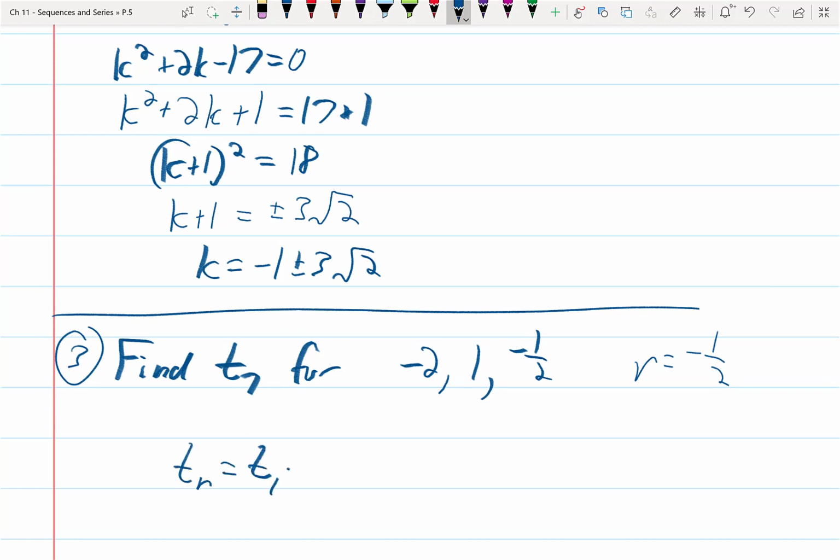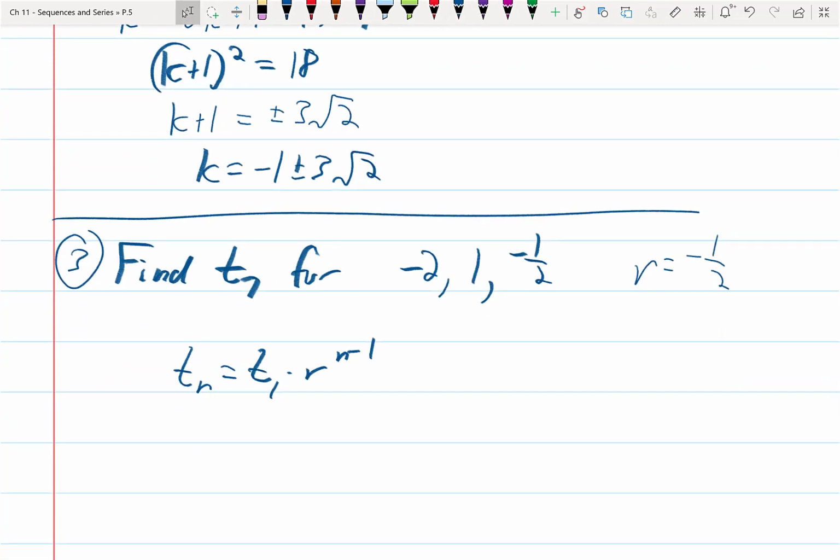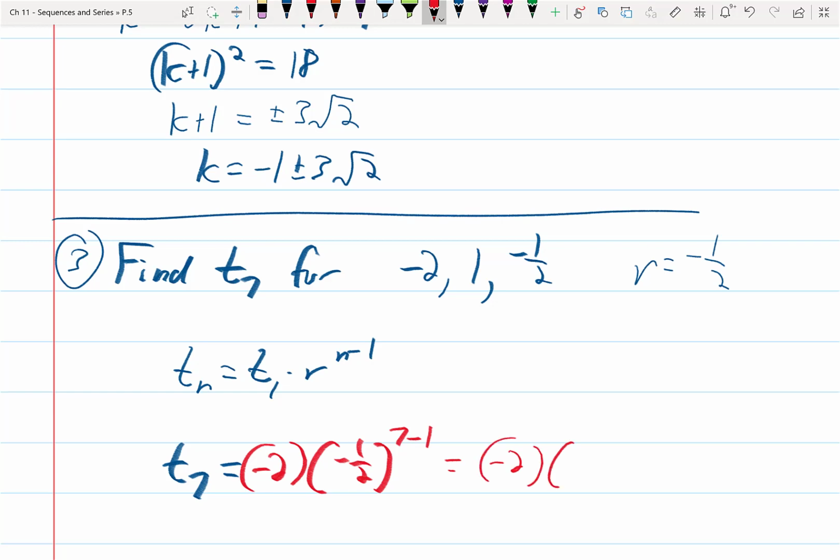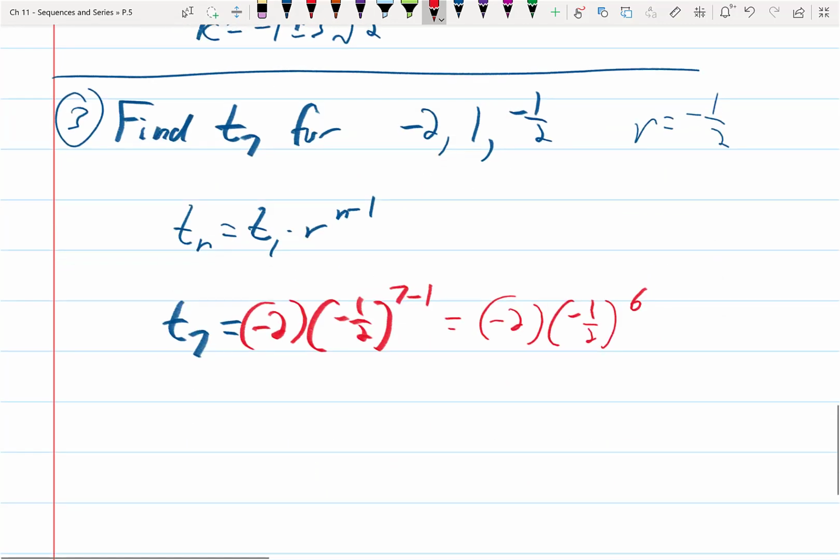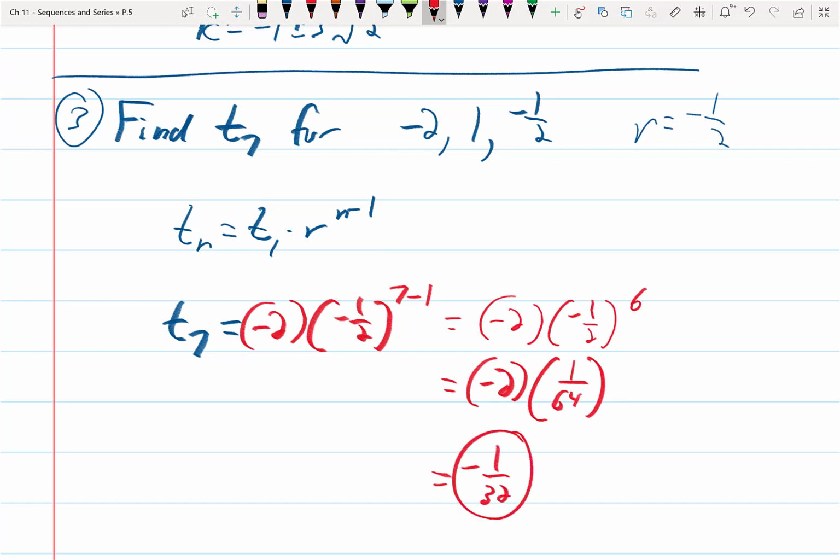T of n is equal to t of 1 times r to the n minus 1. This is the same math you're doing. T of 7 is equal to, what is t of 1? -2 times -1/2 raised to the 7 minus 1. Much like before, you guys are going to have to really know your powers of 2. So I get -2 times -1/2 to the 6th power, which is -2 times 1 over 2 to the 6th, 1 over 64, or -1/32.